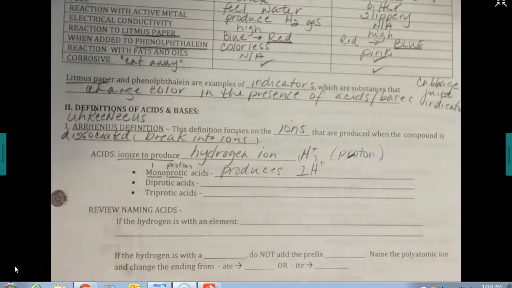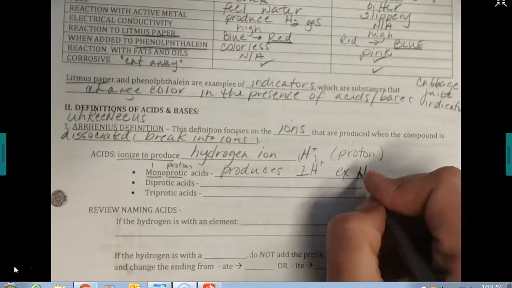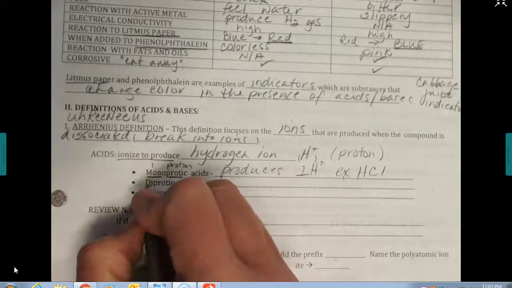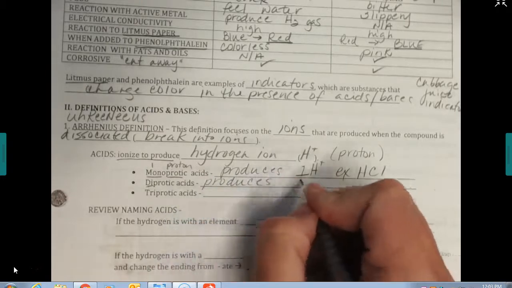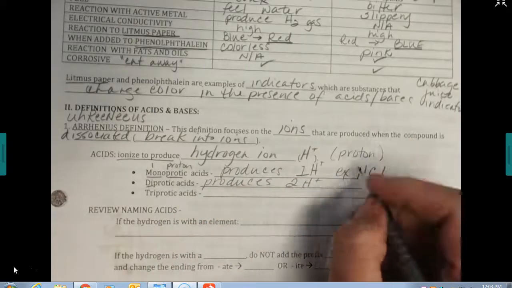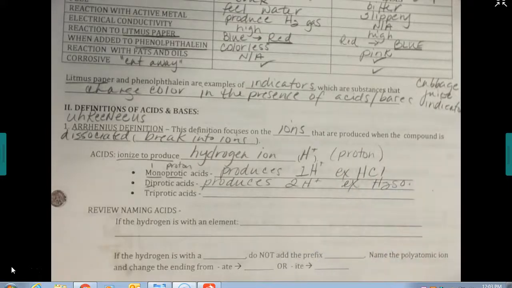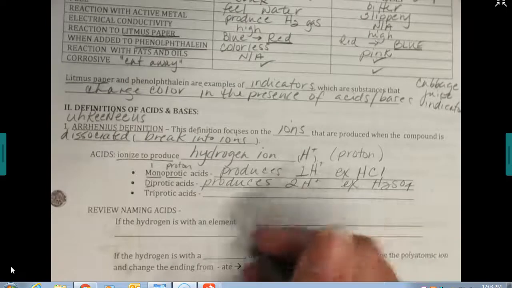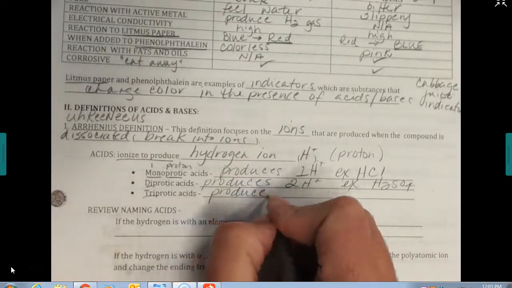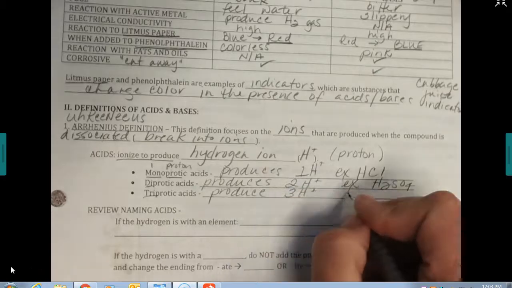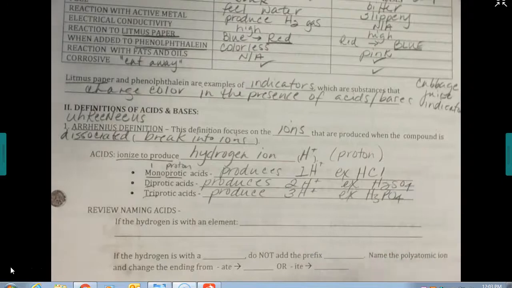So an example is hydrochloric acid. Diprotic, 2 protons, so this one's going to produce 2 hydrogen ions, and an example will be sulfuric acid. Triprotic, 3, it's going to produce 3 hydrogen ions. An example will be phosphoric acid.